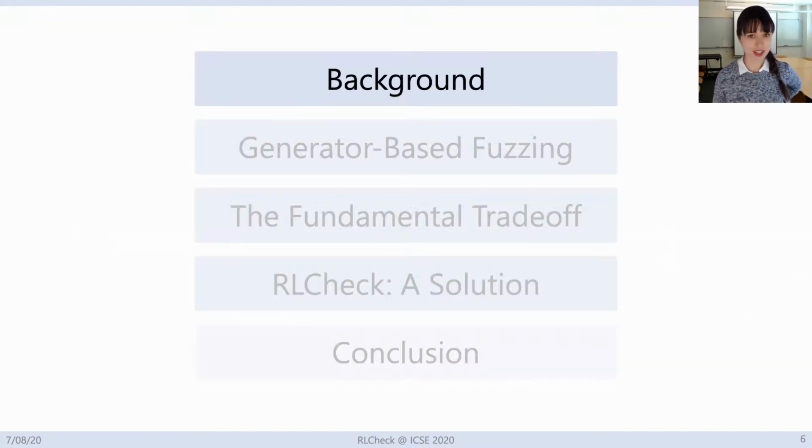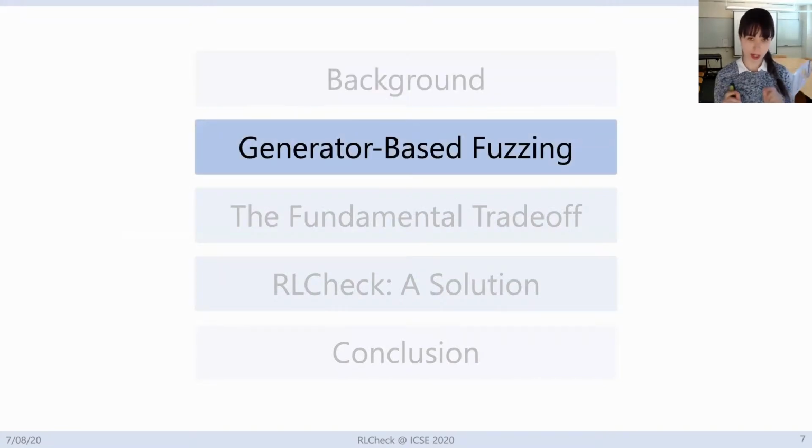So today, I'm going to talk to you about a particular type of fuzz testing or fuzzing called generator-based fuzzing. And I'm going to talk about the fundamental trade-off in the efficiency of that kind of generator-based fuzzing and how RLCheck is really trying to address that problem. So let me get started.